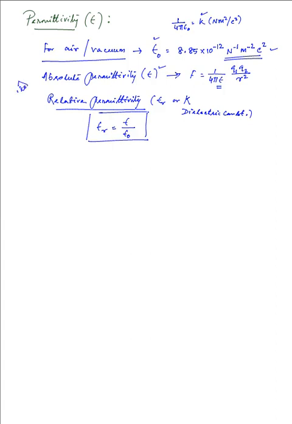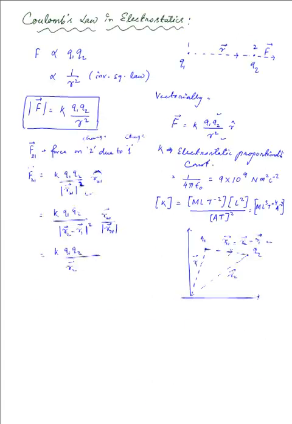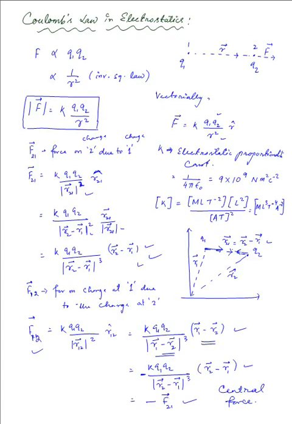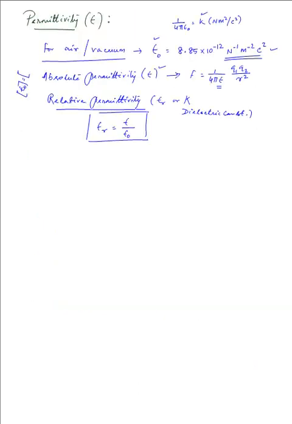Dimension of epsilon naught will be simply equal to, because we have obtained the dimension of K, and that was m L cube t raised to the power minus 4 a raised to the power minus 2. So here it will be m raised to the power minus 1, L raised to the power minus 3, t raised to the power 4 plus 4, a raised to the power 2. That is going to be the dimension of it, you can bend your neck and see what I've written over there.